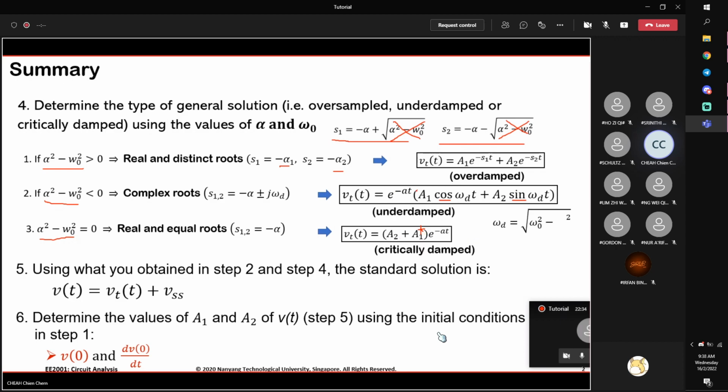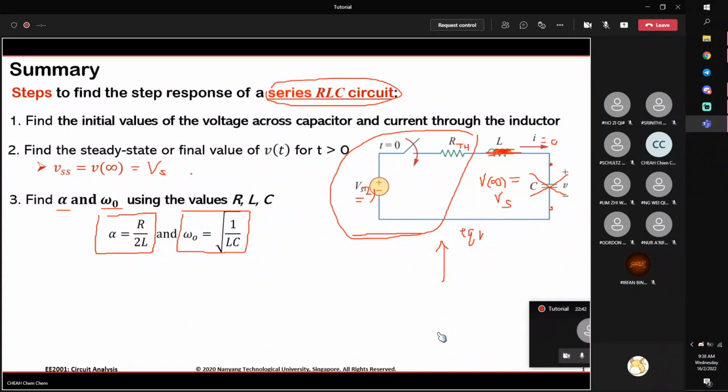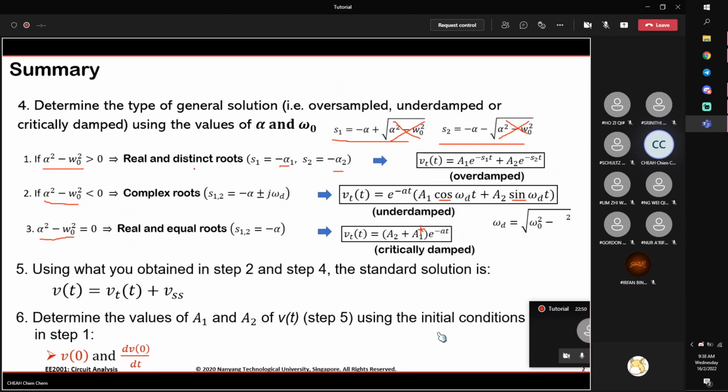And notice that all the parameters that you need in this V, except A1 and A2, can be obtained from omega 0 and alpha, and omega 0 and alpha can be obtained from your RLC values, right? For example, for the first case, alpha 1 and alpha 2 is just calculating this. This one will be your alpha 1, and this one will be your alpha 2. And if these are equal, then you only have alpha, correct?